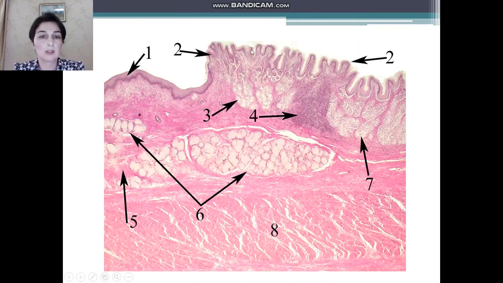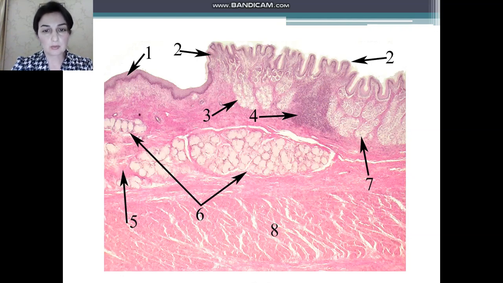Now we are coming to the stomach. The esophagus continues into the stomach. This is the junction between the esophagus and the stomach. Pay attention first of all to the epithelium of this region. The stratified squamous non-keratinized epithelium continues into the simple columnar epithelium of the stomach. Under the epithelium, the lamina propria contains cardiac glands of the esophagus.